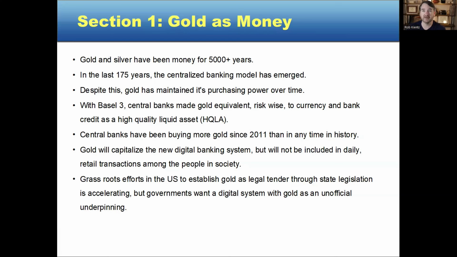In the next point, with Basel III regulations coming out of Brussels, the central banks have made gold equivalent risk-wise to currency and bank credit as a high-quality liquid asset. So it sits at the top of the riskless assets or almost riskless assets that a central bank will use to capitalize its balance sheet. This came about in the last few years. Now, the Basel standards really were talked about in 2014. I think the first recommendations or requirements were issued in 2014.